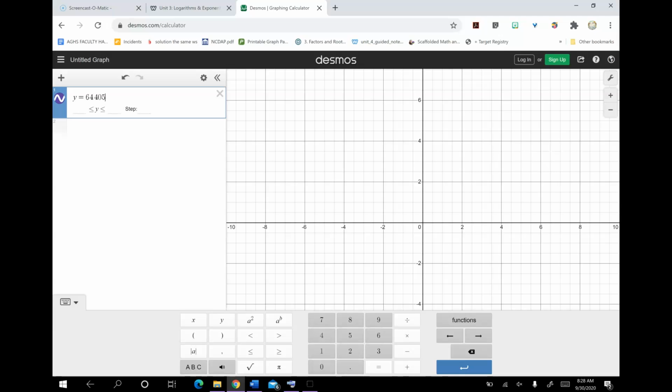So line 1 is going to be y equals 264,405. Oh, I forgot my 2. And then it won't let me type the 2. There we go. Second one is going to be y equals 50,280, parentheses, 1 plus, it's r, but we're going to say x, and I'm raising it to the 13th power.